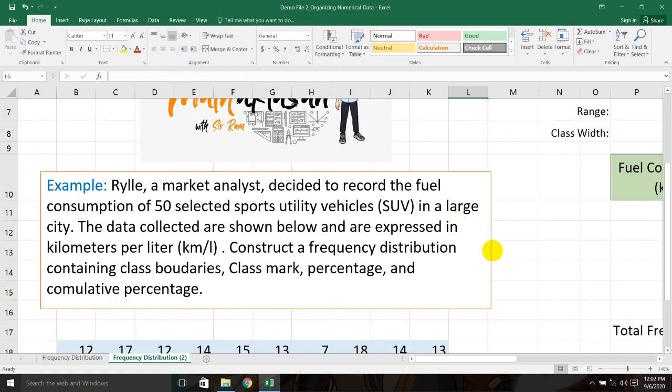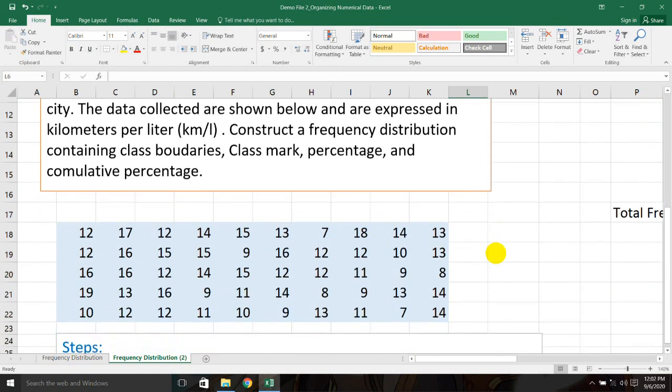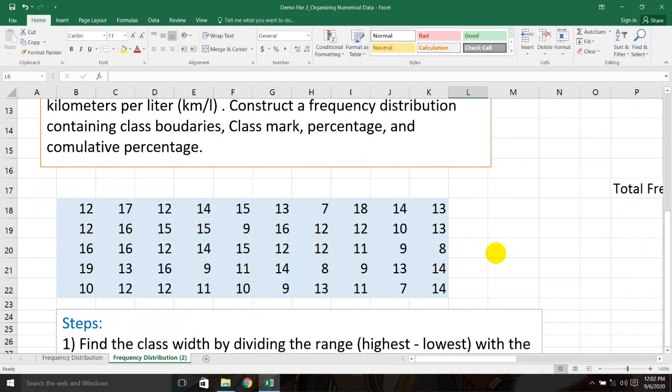Ryle, a market analyst, decided to record the fuel consumption of 50 selected sports utility vehicles, or SUVs, in a large city. The data collected are shown below and are expressed in kilometers per liter. We need to construct a frequency distribution containing class boundaries, class mark, percentage, and cumulative percentage.